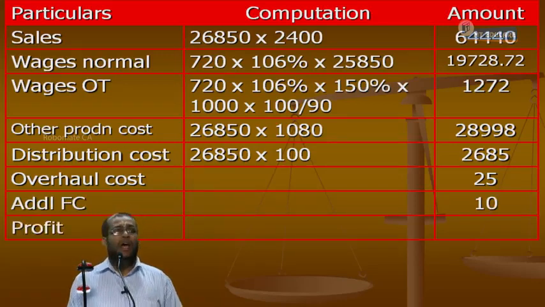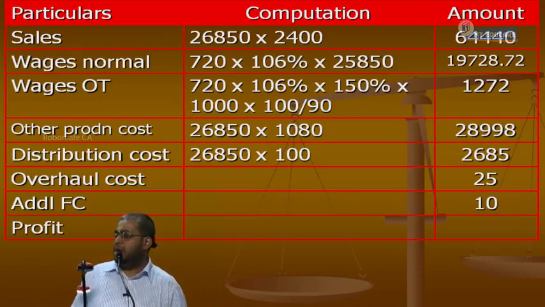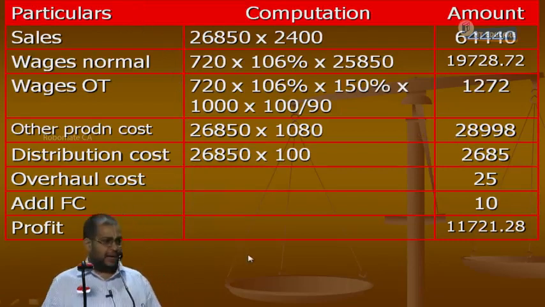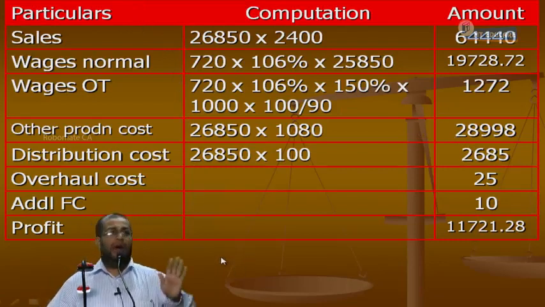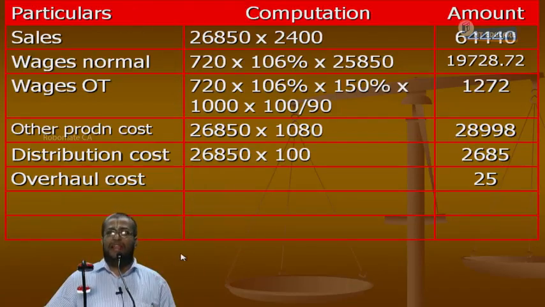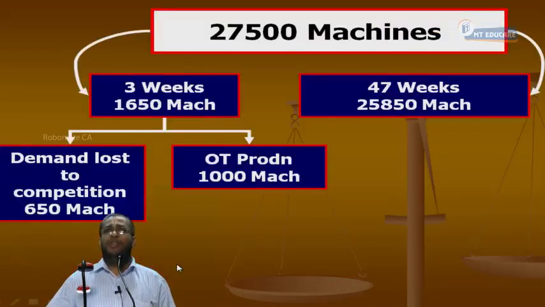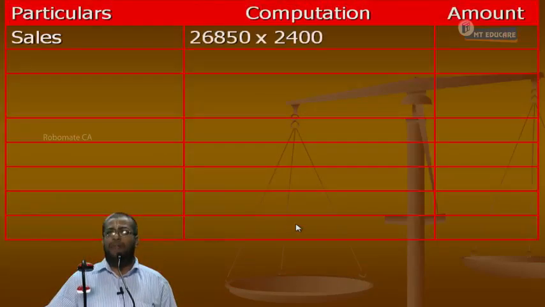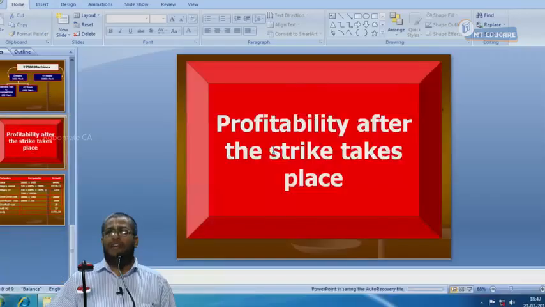Now, profit. After allowing strike, what is the profit the company has earned? Respond, yes or no? How much is it going to be? 11,721.28. Now, the cost of strike is, had you not allowed the strike and agreed to management demand, you could have earned how much profit? 12,264. By allowing the strike to happen, how much did you earn as a profit? Tell me what the profit is here?